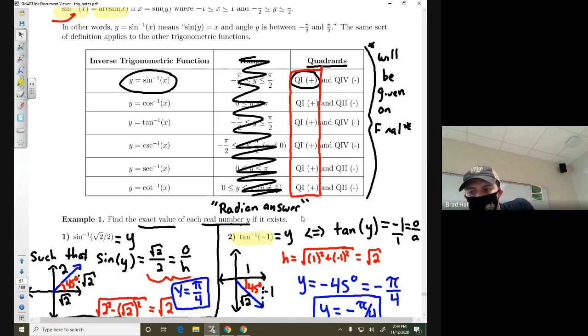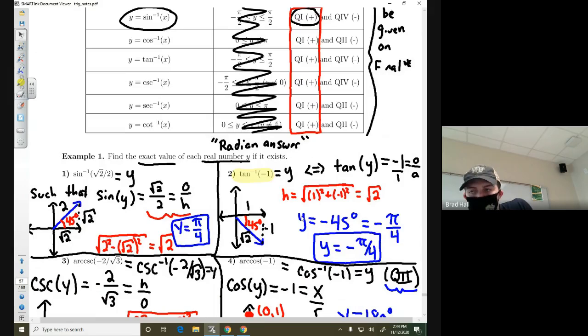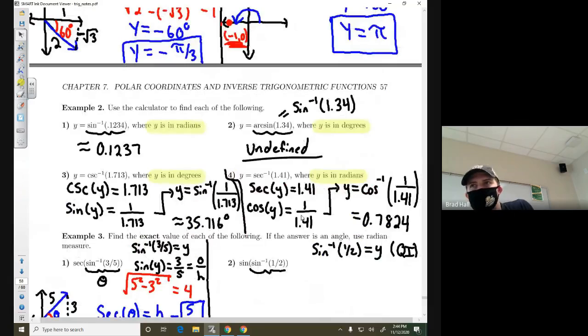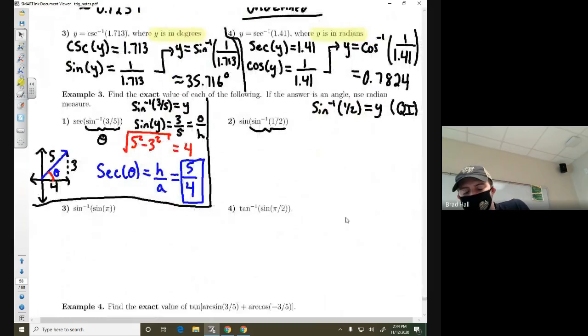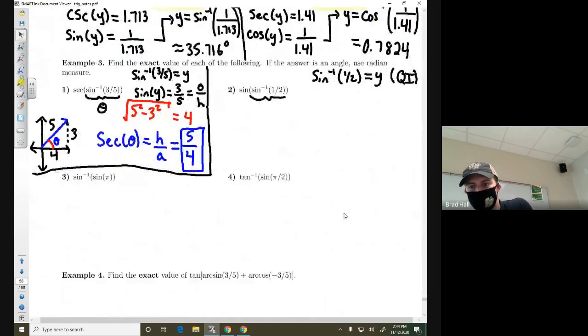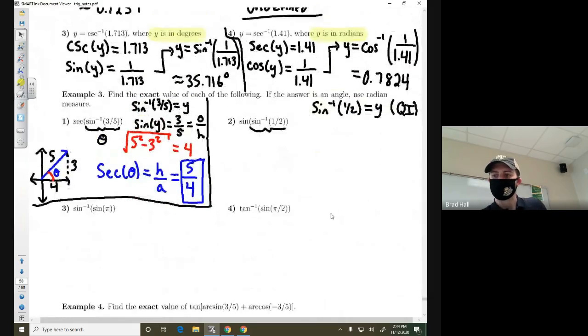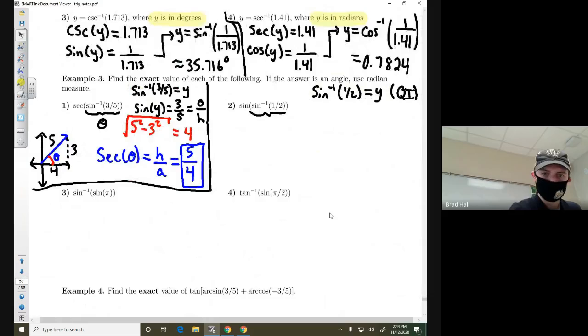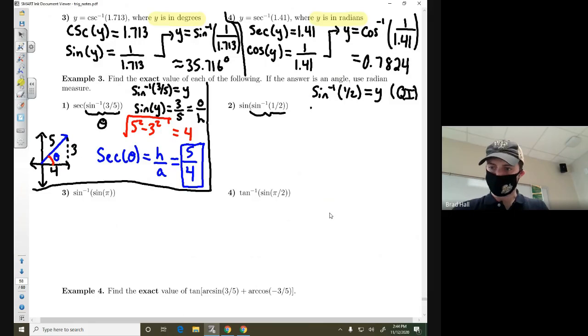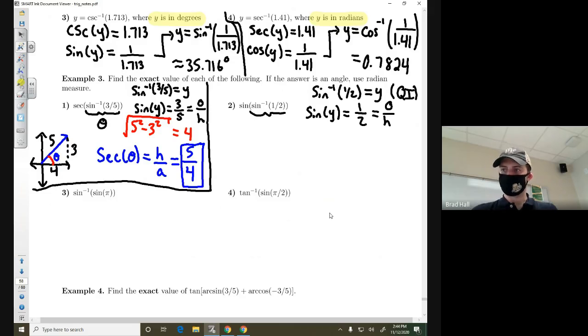So we're taking sine inverse of a positive, and no matter what situation it is, we're in quadrant 1. You're never in quadrant 3. So we're in quadrant 1, and now we can undo the inverse, because that tells us that sine of y is equal to 1/2, and we know that sine is opposite over hypotenuse.